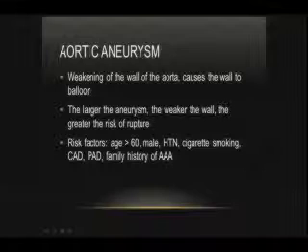So we're going to talk about aortic aneurysm next. This, I think, is often confused with dissection, so we're going to talk about both of them. Aortic aneurysm is weakening of the wall of the aorta, causing the wall to balloon out. The larger the aneurysm, the weaker the wall, the greater the risk of it rupturing. Risk factors would be age over 60, male, hypertension, cigarette smoking, either coronary or peripheral arterial disease, and a family history of this having occurred.